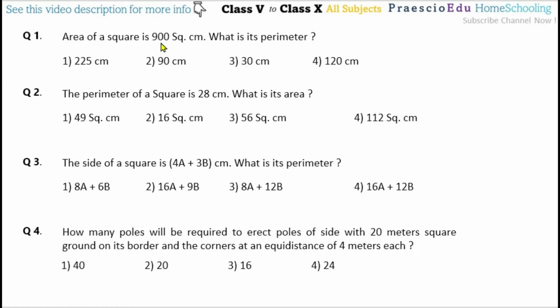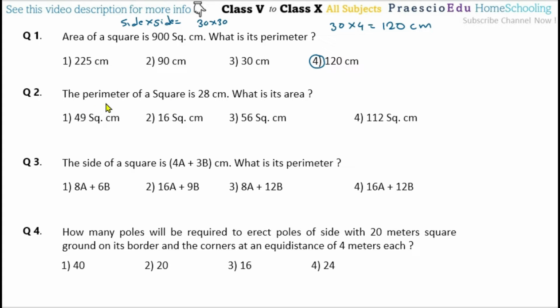Area of square is 900 square centimeter. What is its perimeter? Now this is the area of the square, means side multiplied by side equals 900, means side square is 900. Okay, and we know 30 multiplied by 30, or we can say 30 square, is 900, means the side of the square is 30. Now for the perimeter of the square we have to multiply by 4. So that is 120 and the unit is centimeter. So this is given in option number 4.